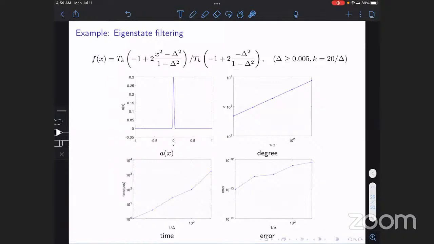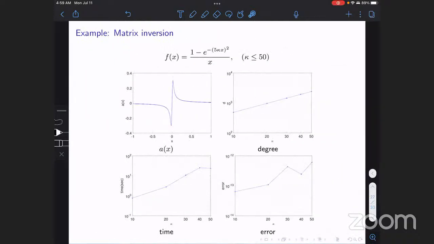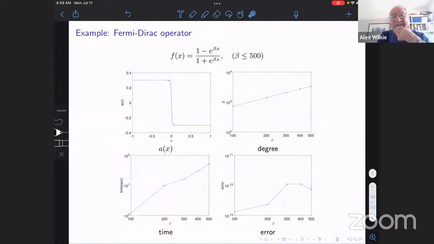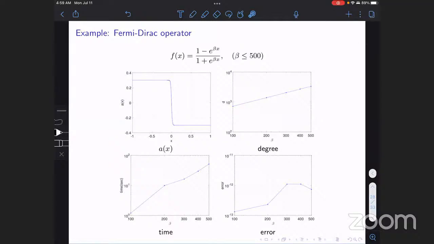The second example is eigenstate filtering, and this is the shape of the filtering function, which is trying to pick out the singular value, eigenvalue at 0 at the origin, and this is the degree, time, and error. And again, you see that the error is around 10 to the minus 12. The next example is matrix inversion, and again, running time is around a few tens of seconds, and the error is about 10 to the minus 13. And finally, we have the Feynman-Dirac operator, and the error is also around 10 to the minus 12.